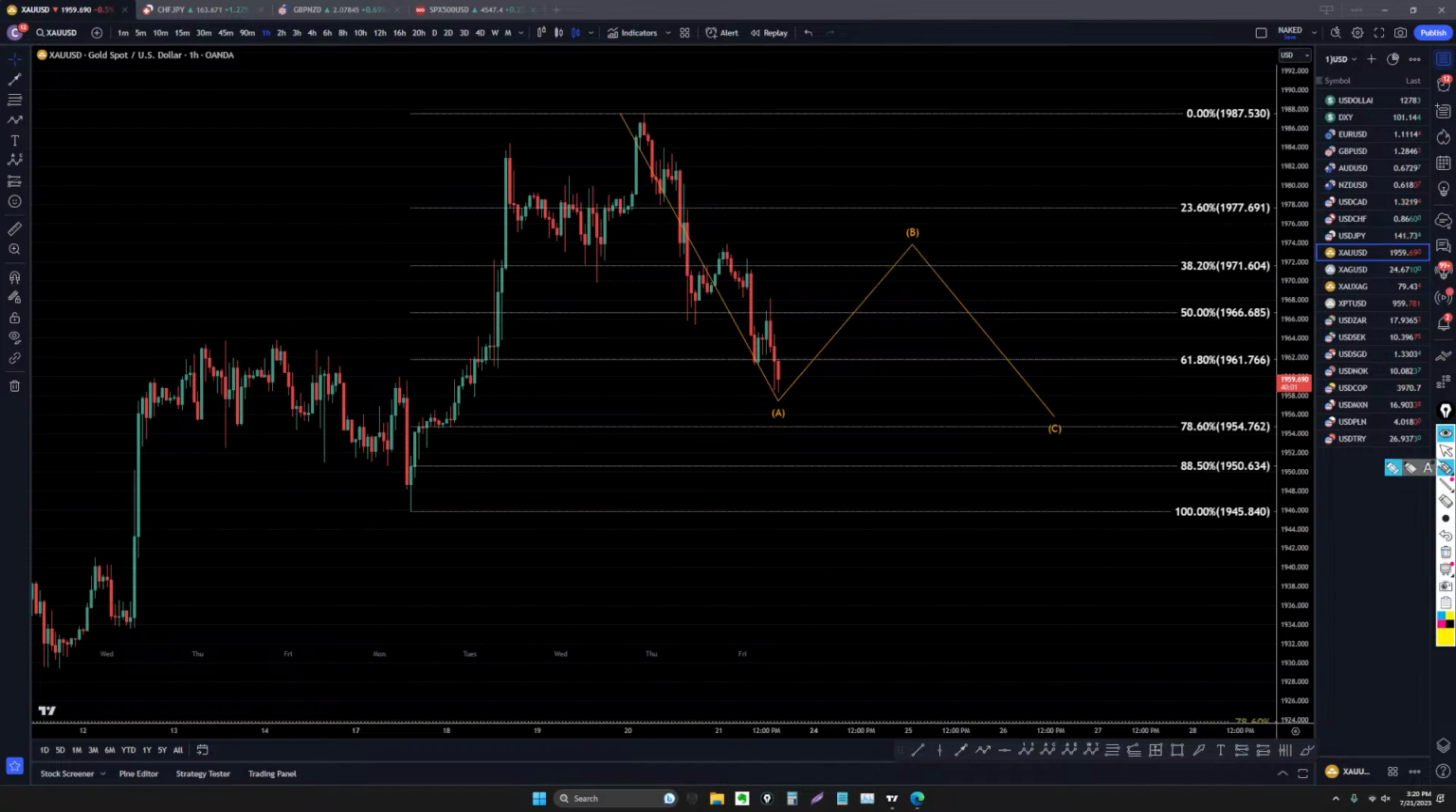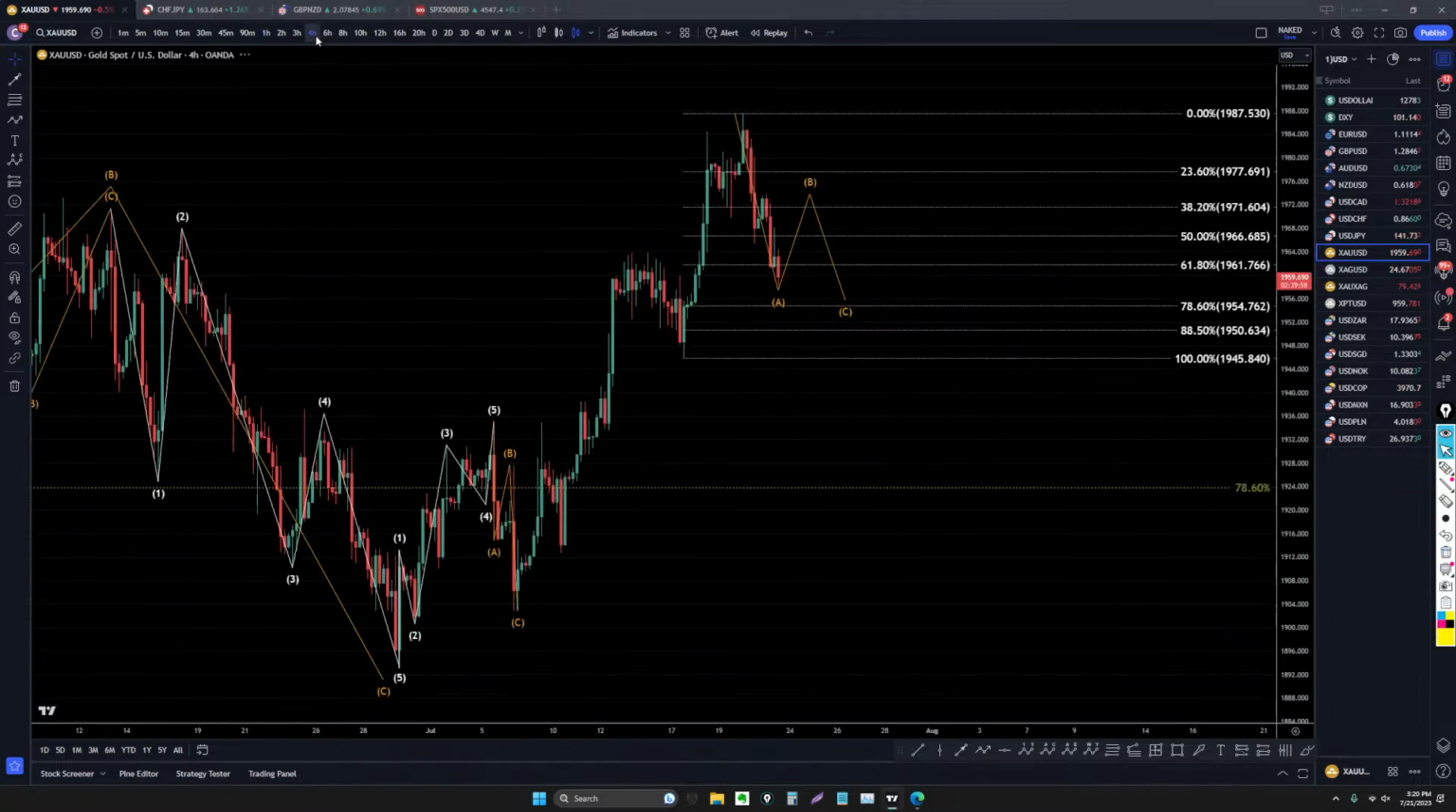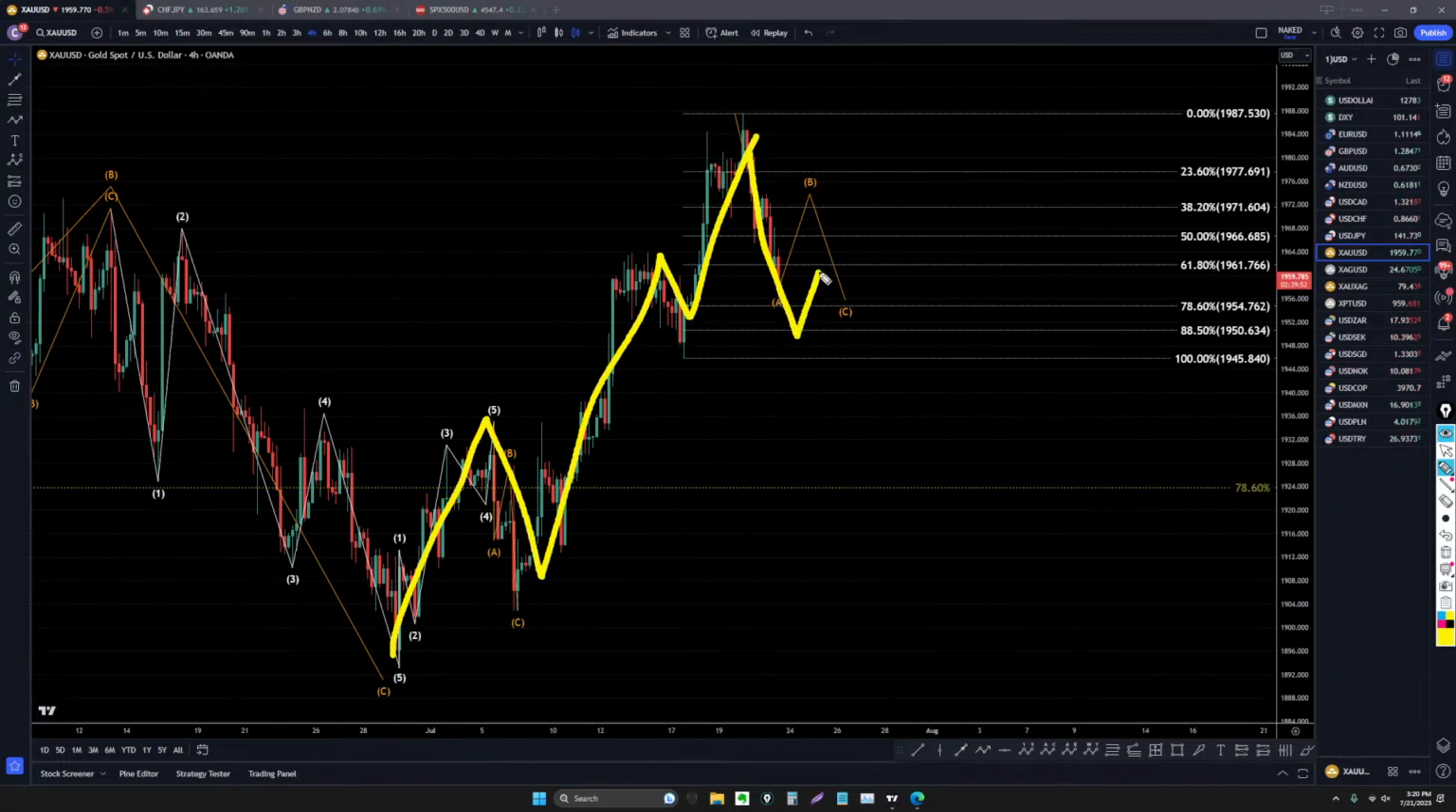I mean, this definitely could be a bigger move also on the higher time frames. It definitely could be like a 1, 2, 3, 4, 5, and then it could be like an A, B, C, and then go up like that.